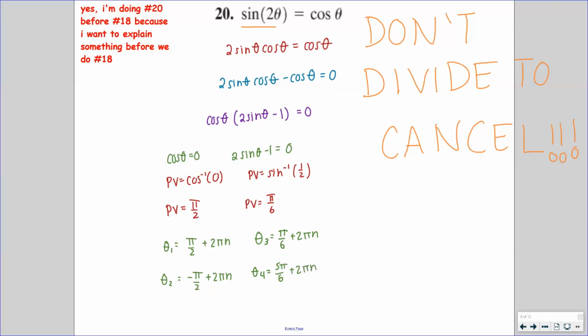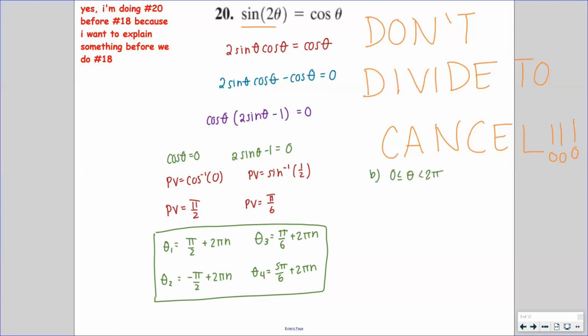So this one actually gives us 4 equations. None of them are the same. Be really careful about 1 and 2. They are different. Pi over 2 is 90 degrees, and negative pi over 2 is 270. All right, so different places on the unit circle, we can't cancel those out. Those are different.